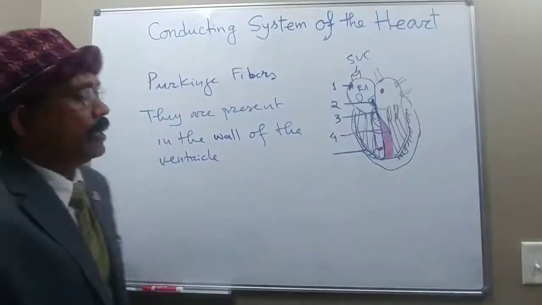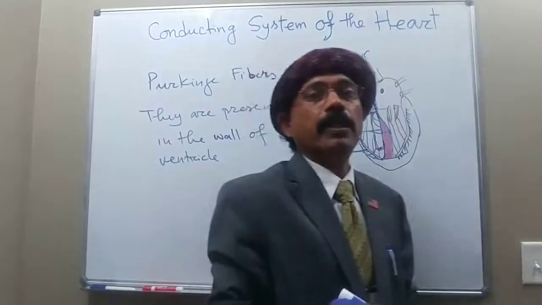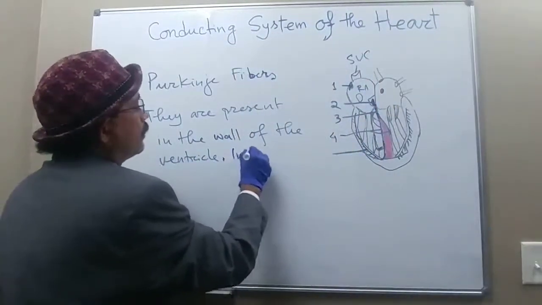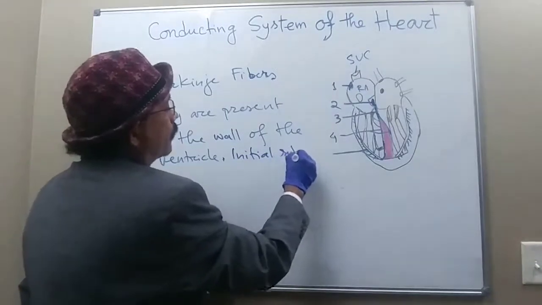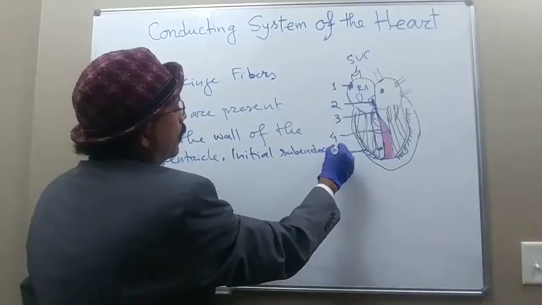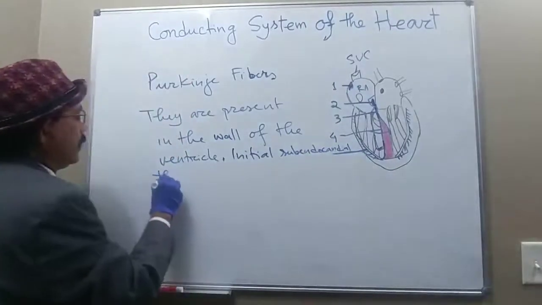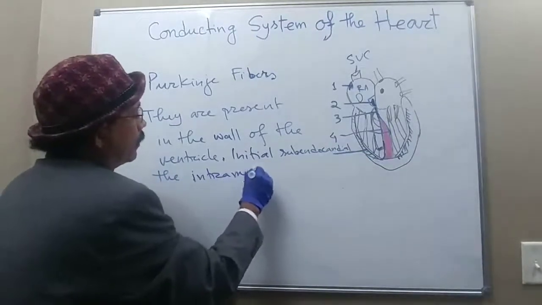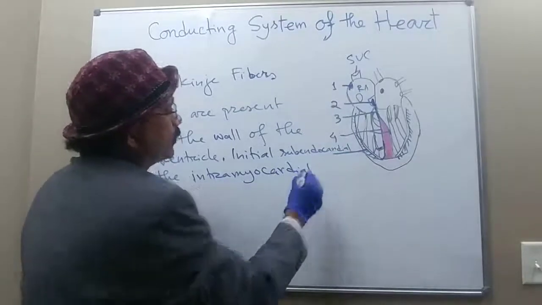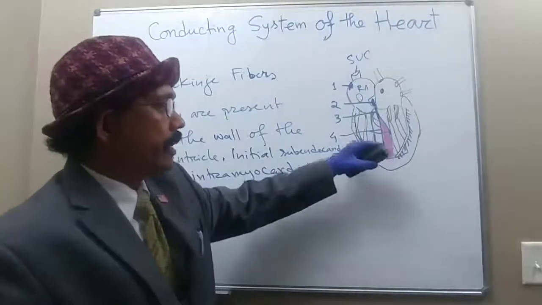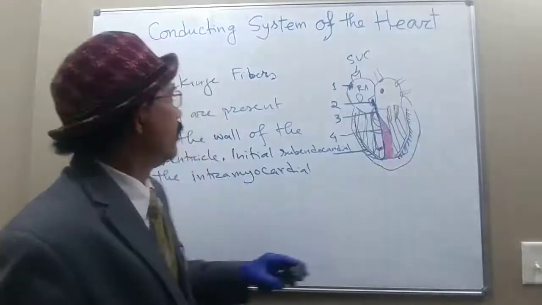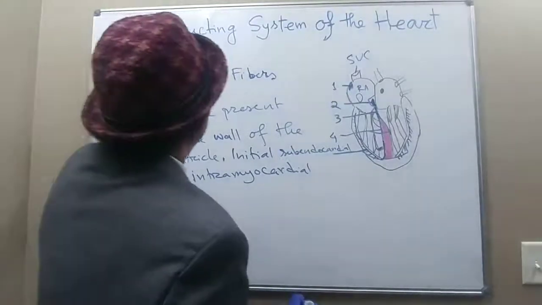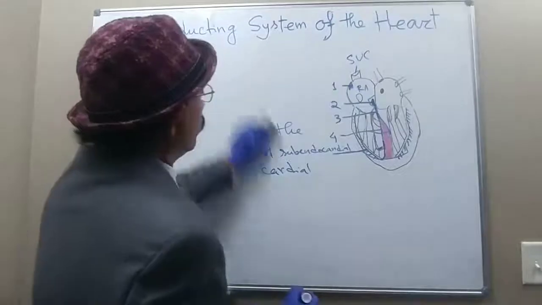Initially they are subendocardial, then intramyocardial. Initially just underneath the endothelium, then it goes inside the muscle. Okay, these are the Purkinje fibers. They are present in the wall of the ventricle. Okay, we got the conducting system of the heart.